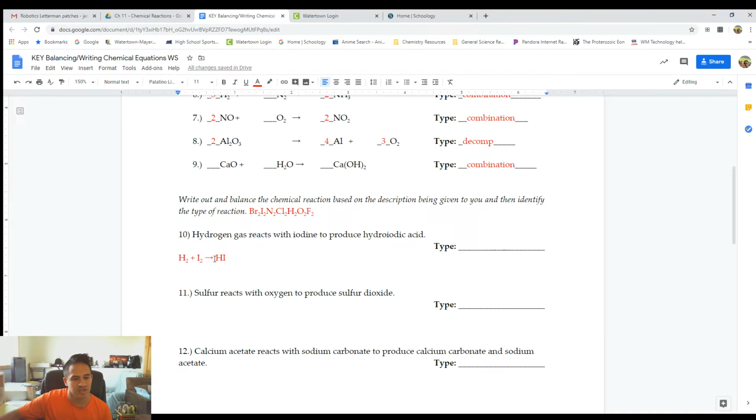It's not balanced. We can see that we have 2 hydrogens on the left and only 1 on the right, 2 iodines on the left, only 1 on the right. So we need to have a 2 in front of the HI to balance that out. And at that point, everything is done. And as for the type, this is going to be a combination reaction because, again, we have 2 reactants that are combining together to make 1 product.